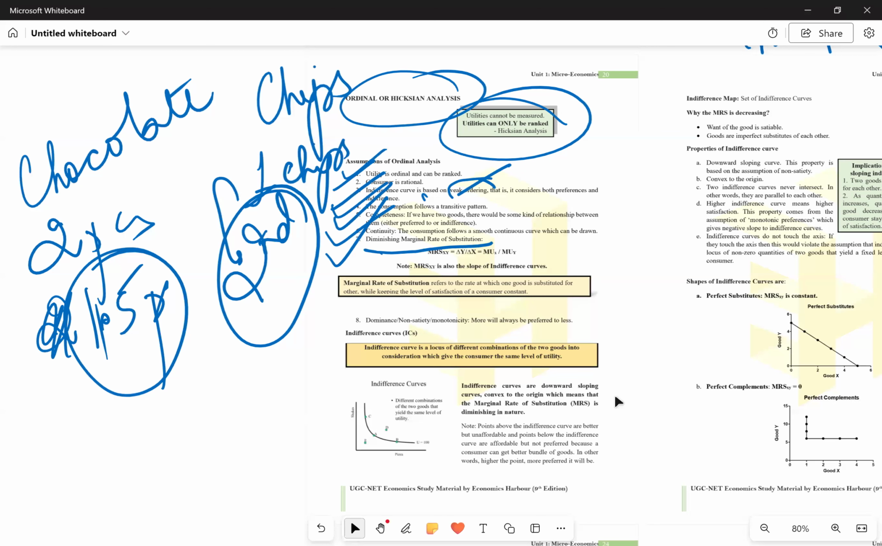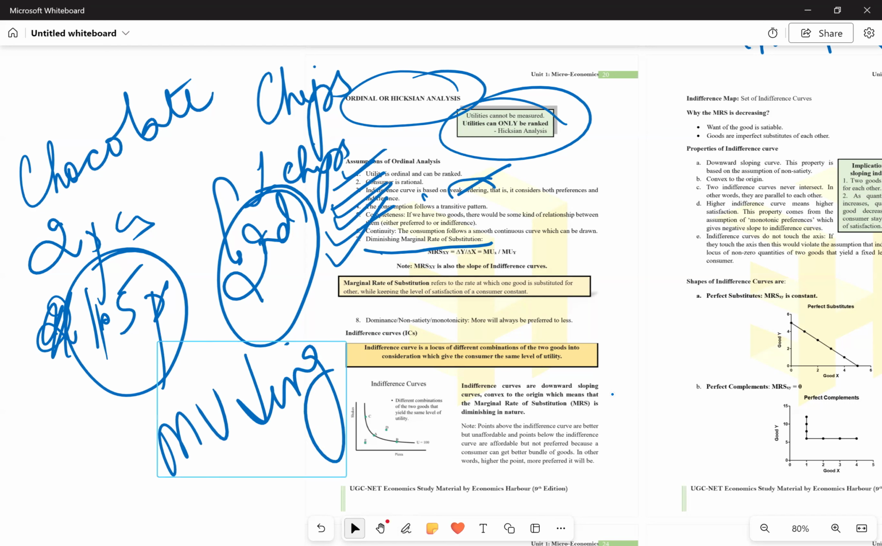So simply because your marginal utility is decreasing in nature, we say that the ordinal analysis says that there is a diminishing marginal rate of satisfaction, in the sense that as you consume more of, say, good Y, the sacrifice of good X would keep on decreasing with every consecutive unit.